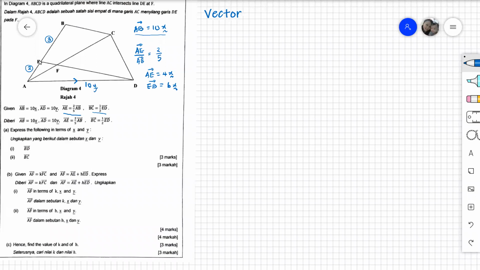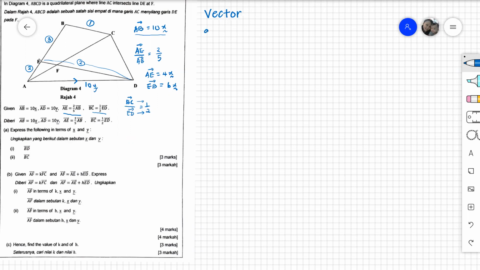And next, BC equals half ED. So rewrite it in fraction form so that you can see the relationship directly. You see, BC is 1 part, and ED is 2 parts. So BC is 1 part, and from E to D, it is 2 parts. Okay, so with all this, we can just start solving.